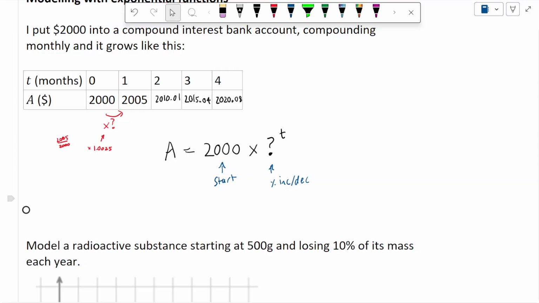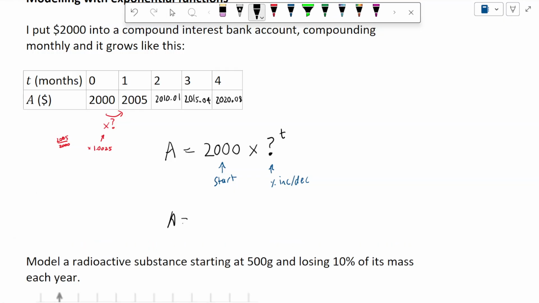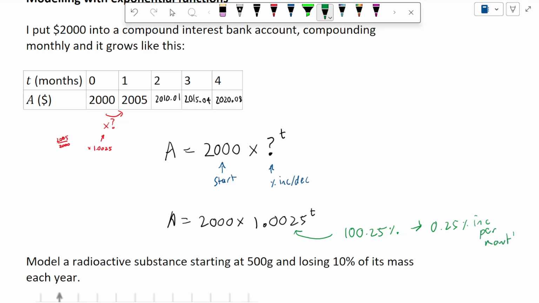Okay, so we still need an equation. So I think we've got it. A was 2000 times 1.0025 to the power of t. And the way that you can interpret this number is that this is like 100.25% if you want it as a percent, but the increase is 0.25% increase per month. So that's how this bit works. And then, I said it before, but that is the starting value. So that would be the equation there.